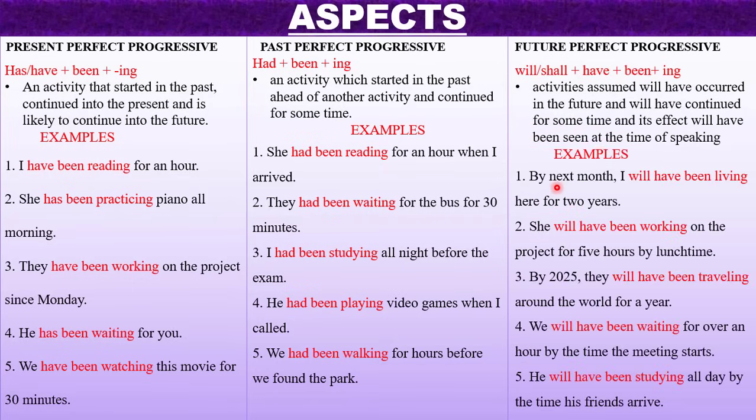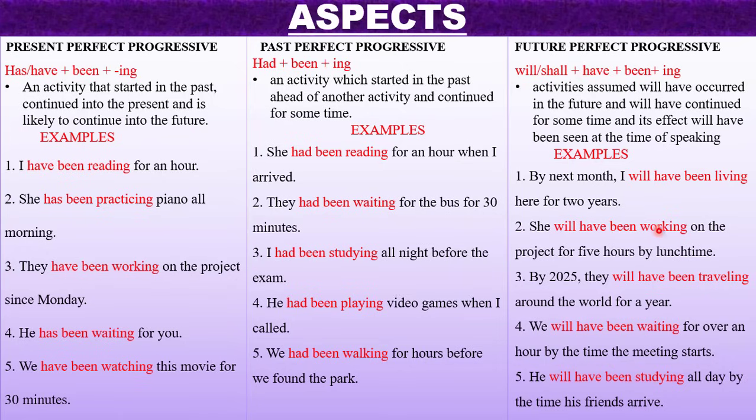Example number 1. By next month, I will have been living here for 2 years. So the person here is telling us the activity that he assumes will have occurred in the future time. Will have been living here, and then it will continue for some time in the future. He will continue living there in some time in the future.